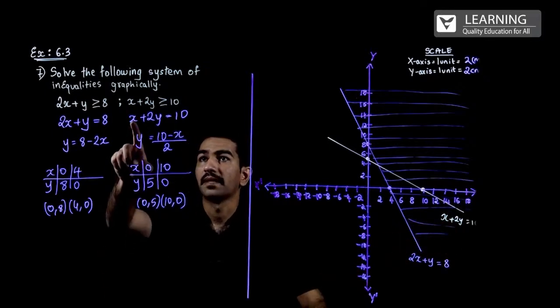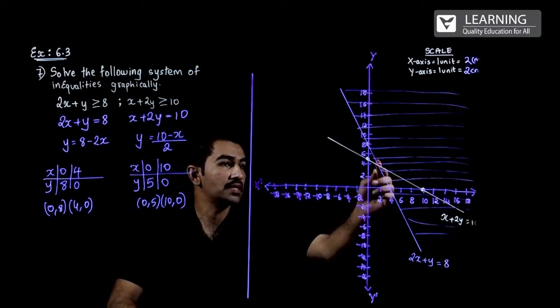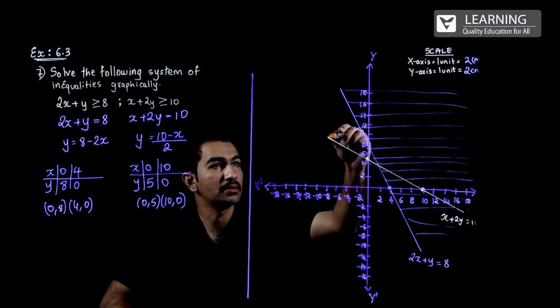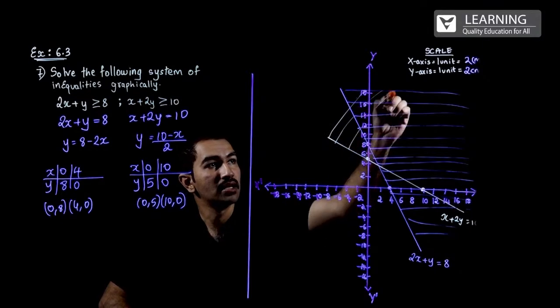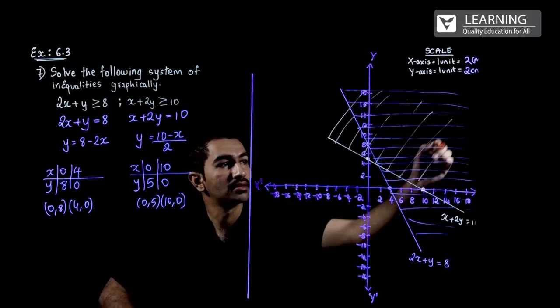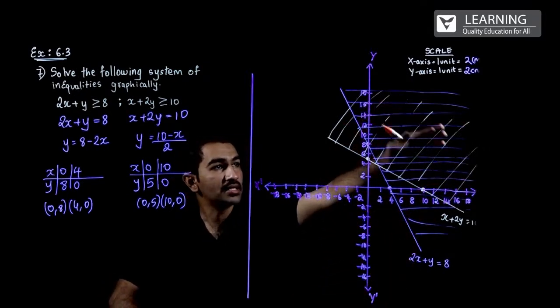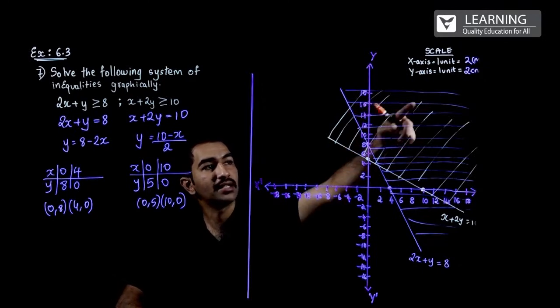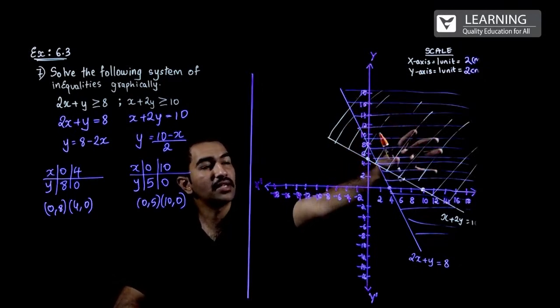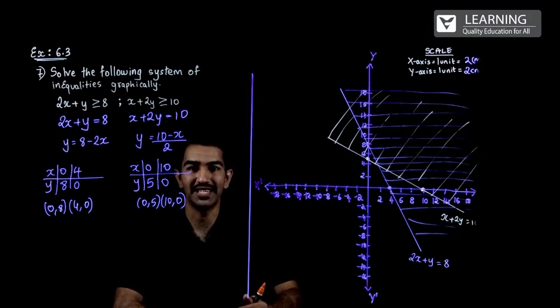Now, take this x plus 2y greater than or equal to 10. So we'll shade in orange. X plus 2y greater than or equal to 10. That is nothing but all these parts are x plus 2y greater than or equal to 10. Okay. So here, this shaded portion, the horizontal lines and the diagonal lines here, this is the graphical solution of the given inequalities. Alright, moving on to the next question.